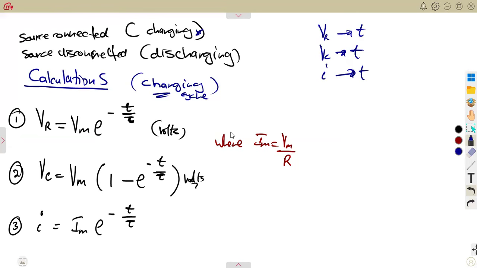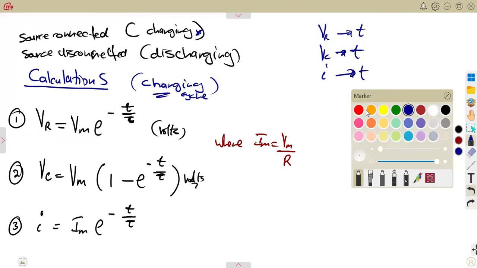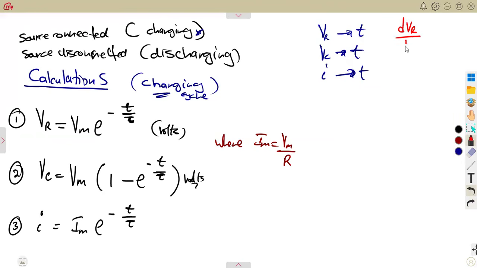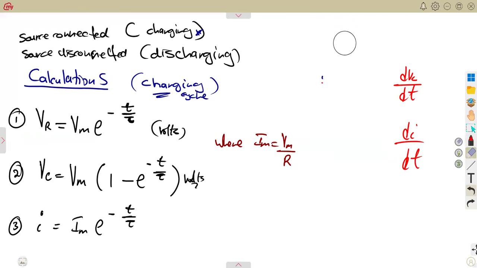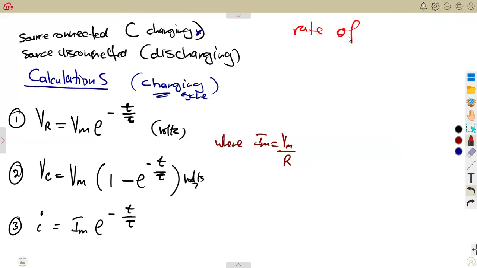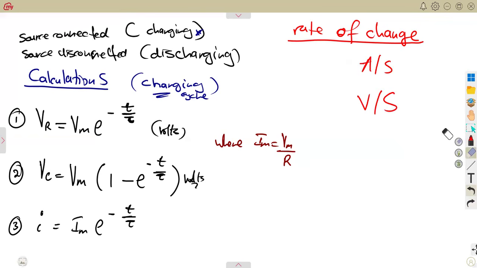Remember your mathematics, when we were in mathematics N5, when you had the rate of change, dVR/dt, meaning the rate of change of this VR with respect to time. VC, dVC over dt. In terms of current, di over dt. Whenever they ask you about the rate of change, what are they asking? Voltage per second. Current per second, amperes per second. Volts per second. That's the rate of change. So it is going to depend on what you're given.